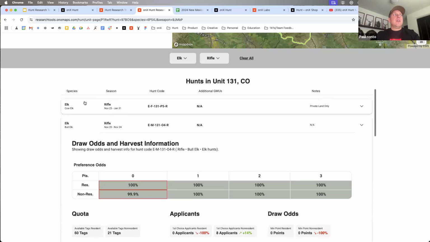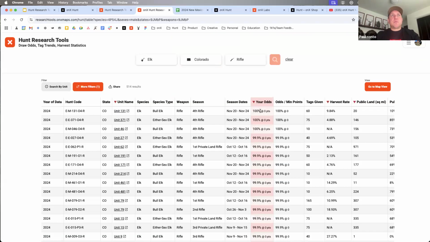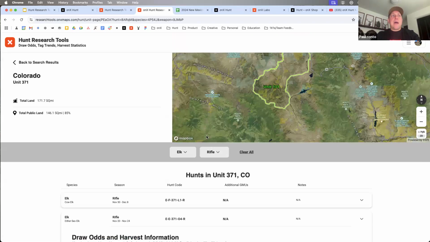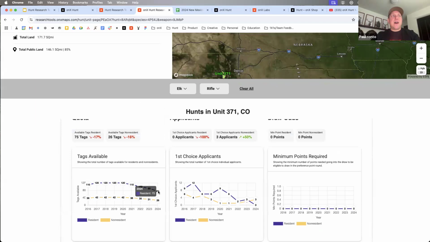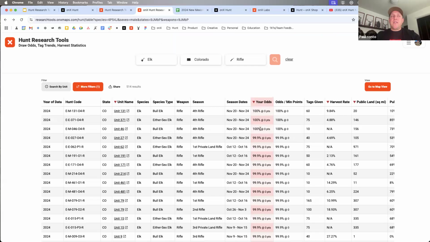So when you're in the tool, if you see that it's 100% at 0 points, you can double check to make sure that there was more quota than there were applicants. I'll go into another one just to show you. Again, 75 resident tags, 26 non-resident tags. So there was 100 tags total quota, and only 3 applicants. A lot of these tags were available as a second choice or as a leftover tag. So there is a little bit of a strategy there: if you see that, you can potentially assume that if nothing drastic changed in that unit, there are going to be leftover tags in that unit as well. Great question. I think that's the last one we'll answer for today.